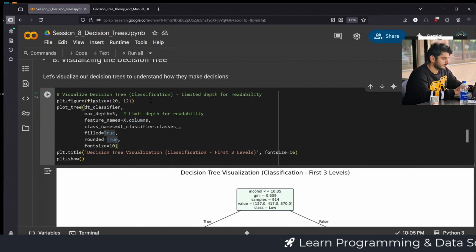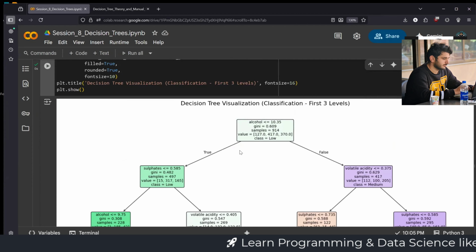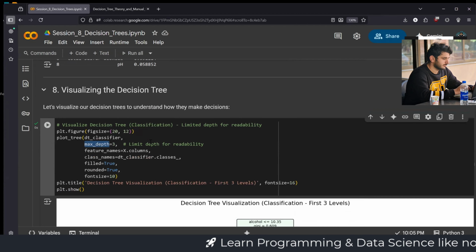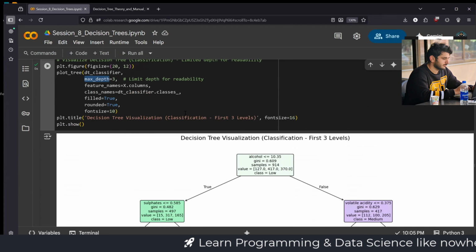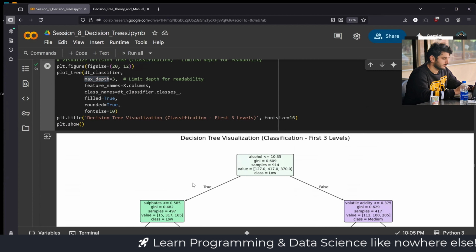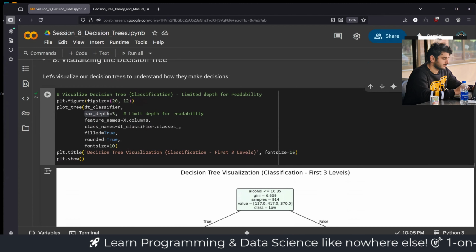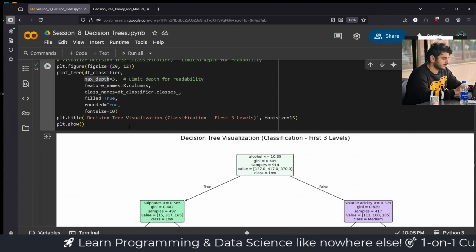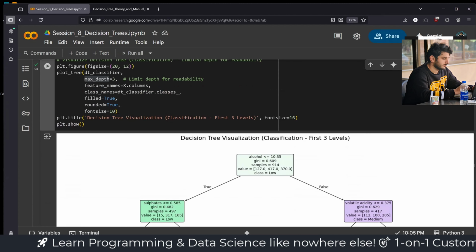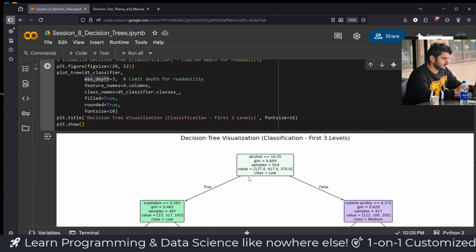Now for plotting a tree, we have the function plot_tree. Here we have to provide our model. We need to provide the depth of our tree, that is how many layers we have in our tree. We need to provide the feature names, so it can show the feature names in the blocks. We need to provide the class names and all that. We can increase the font size. We can talk about the rounded option.